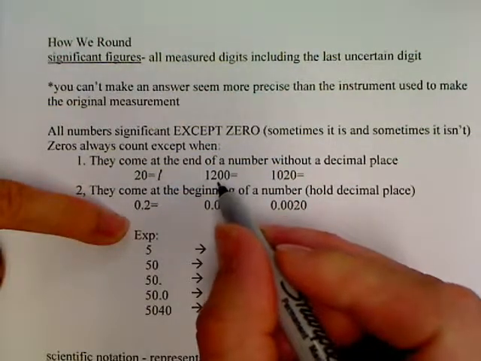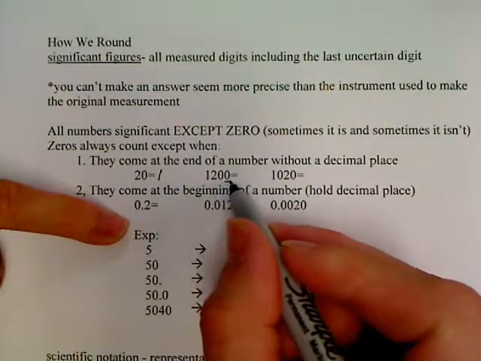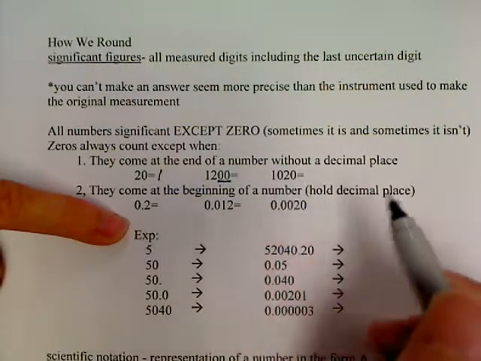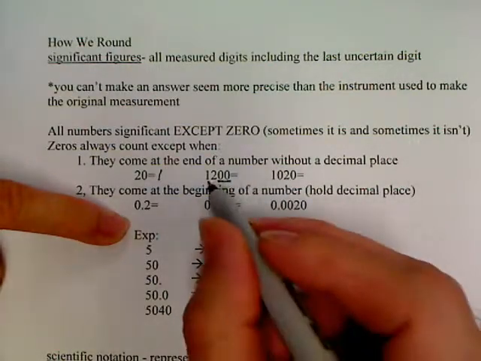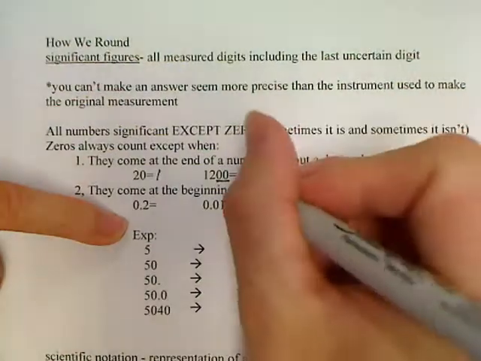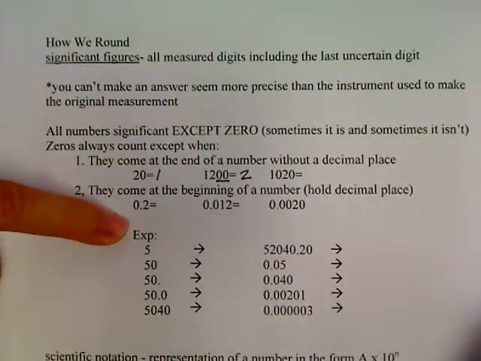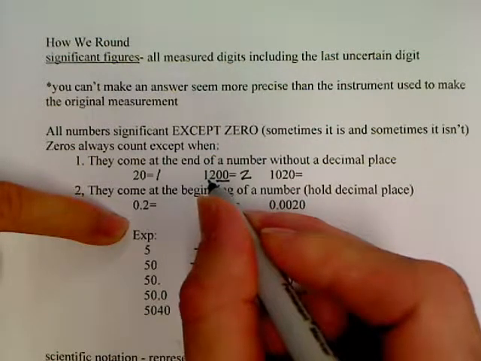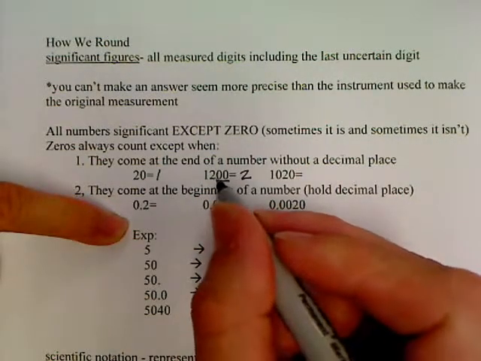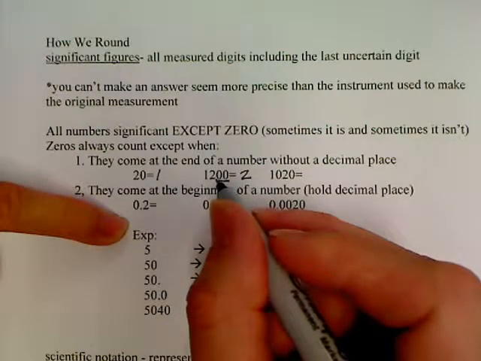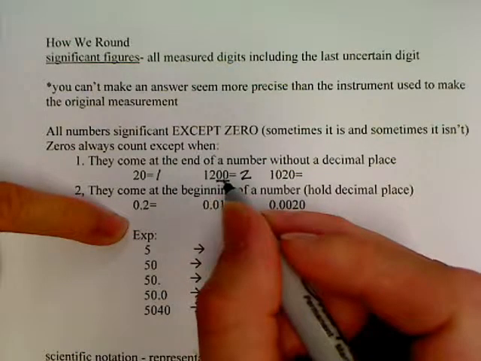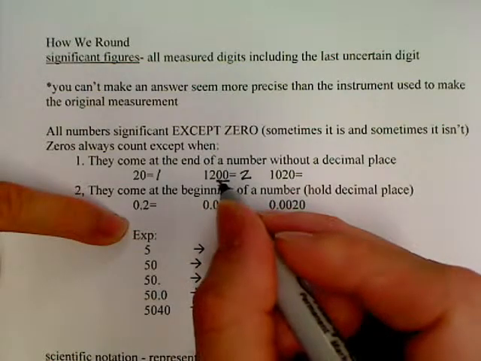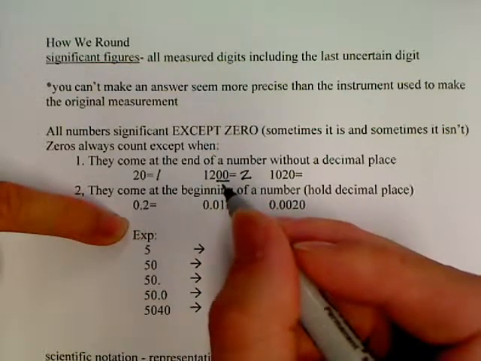The number 1200, these zeros do not count because there is no decimal. So the 1 and the 2 count, and we would say there are 2 sig figs in that number. Now if I put a decimal between the 2 and the 0, making it 12.00, the zeros count and you'd say 4 sig figs. If I put the decimal at the end and made this 120.0, you would call it 4 sig figs.